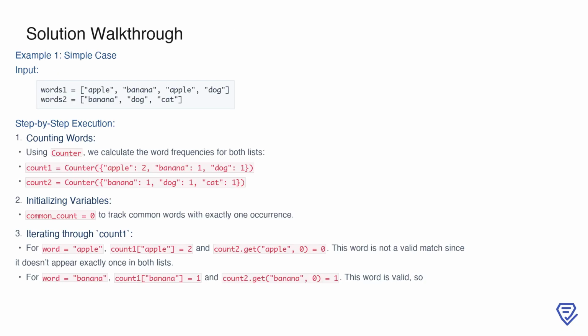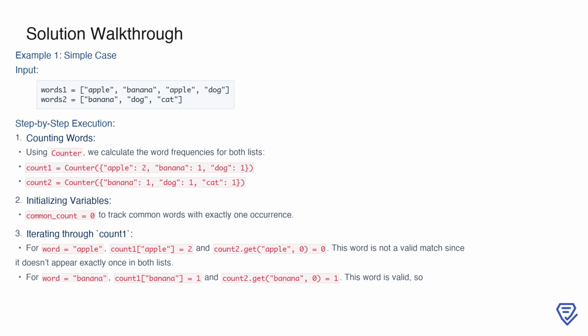In this first example, we start by examining two lists of words, words1 and words2. The goal is to count how many words appear exactly once in both lists. To achieve this, we use Python's Counter from the collections module to compute the frequency of each word in both lists. For words1, we get count1 as apple: 2, banana: 1, dog: 1, and for words2, we get count2 as banana: 1, dog: 1, cat: 1.